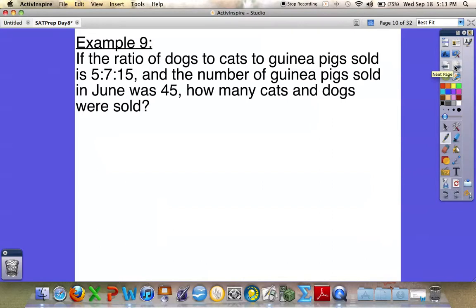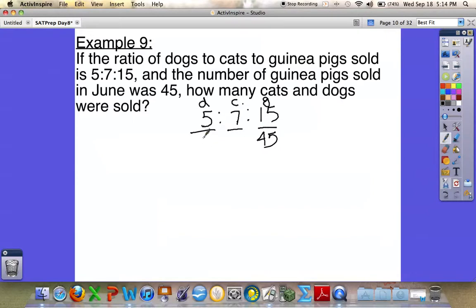Now, sometimes you're going to see what they call an extended ratio. So 5 to 7 to 15 represents the number of dogs to cats to guinea pigs in this pet store. So what we're saying is if the standard ratio is 5 to 7 to 15, in other words, 5 dogs were sold for every 7 cats, which were sold for every 15 guinea pigs. Well, let's say that we know that the guinea pigs sold in June was 45. How many cats and dogs had to have been sold?